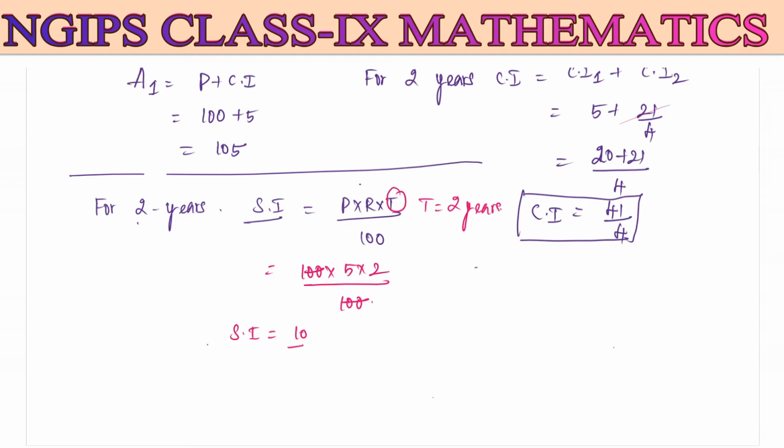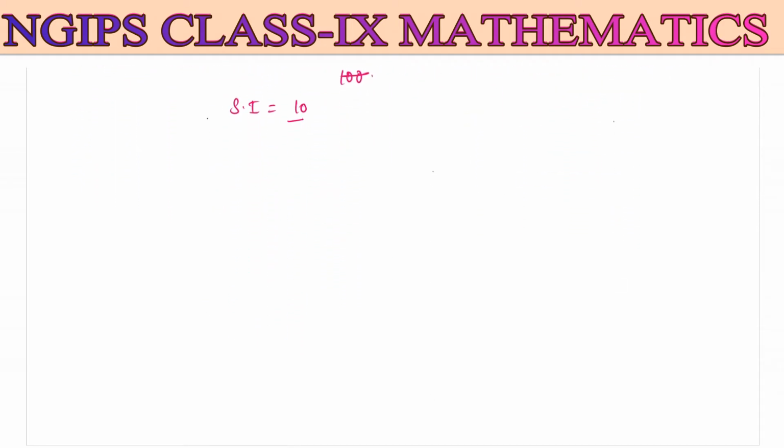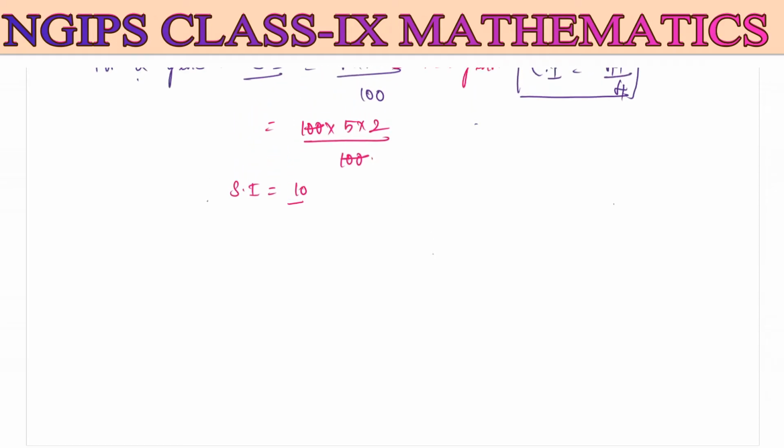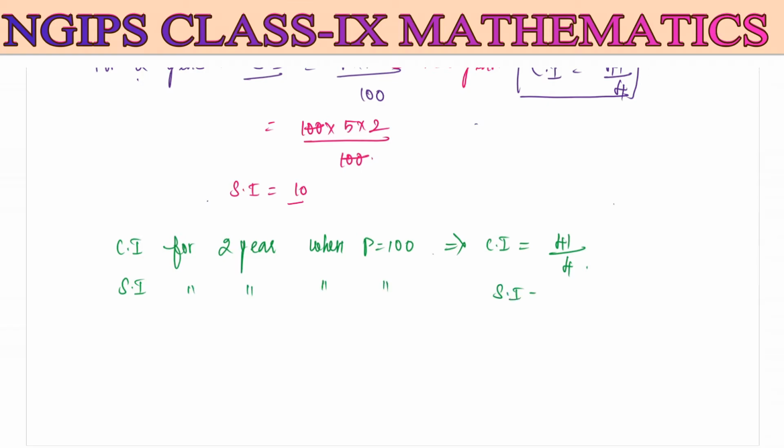So simple interest is equal to 10. Okay, now make sure that we don't know exactly what the principal is, right? So in that condition, we need to take the compound interest for 2 years. When the principal is 100, we got the compound interest for 2 years equal to 41 divided by 4. Is it clear? Same here, when the principal is 100, the simple interest for 2 years is 10 rupees.